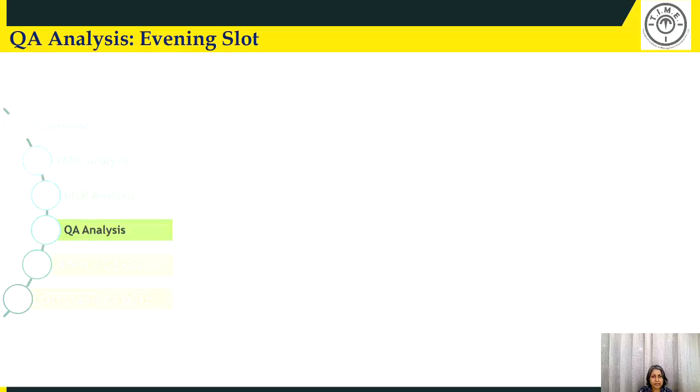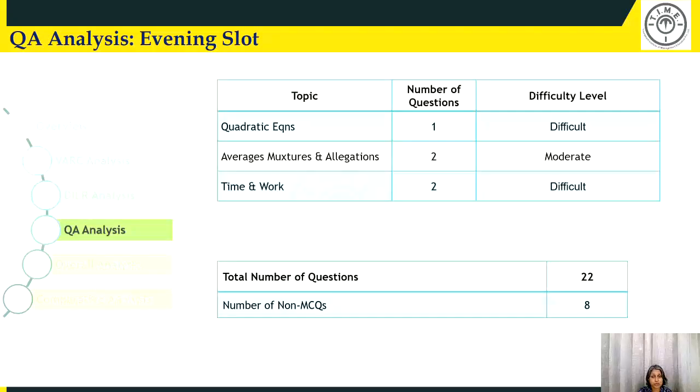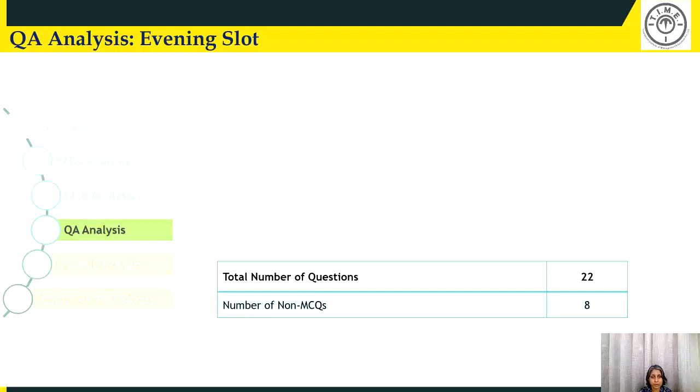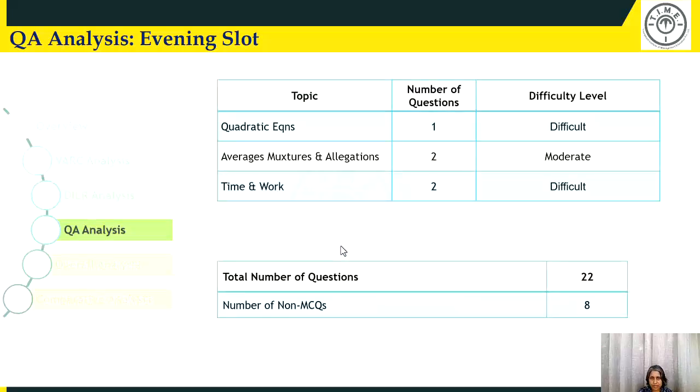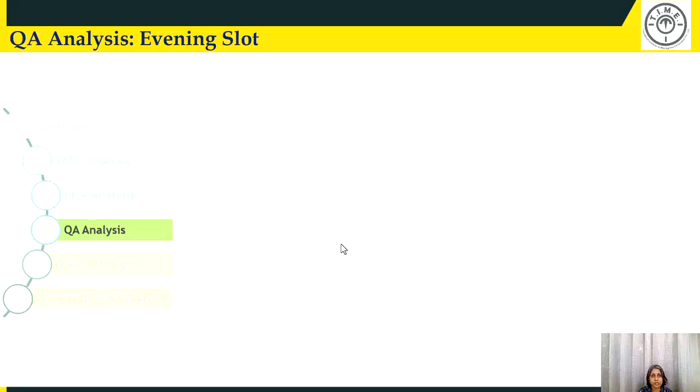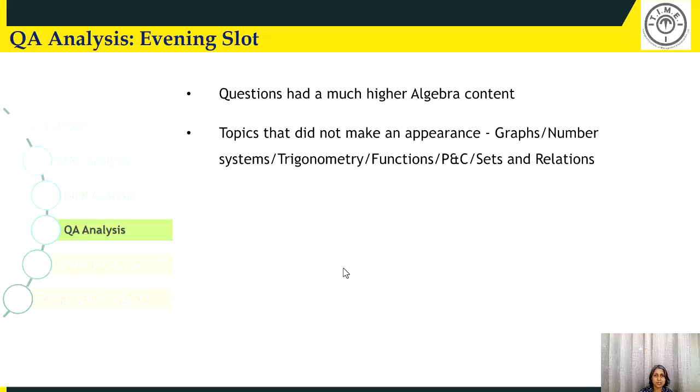So, for example, we didn't have any question on permutation combination this time, or on probability, or on trigonometry, or coordinate geometry also was not there. Overall, the difficulty level of the quant section, based on the feedback of the students, was higher because firstly, there was much more algebra content, not just arithmetic. So many students feel that arithmetic is what is going to comprise the bulk of the questions, but we had lots of algebra based questions.